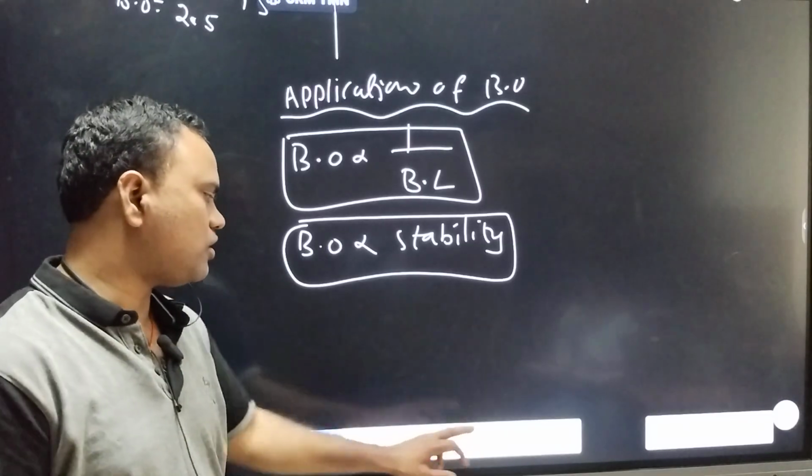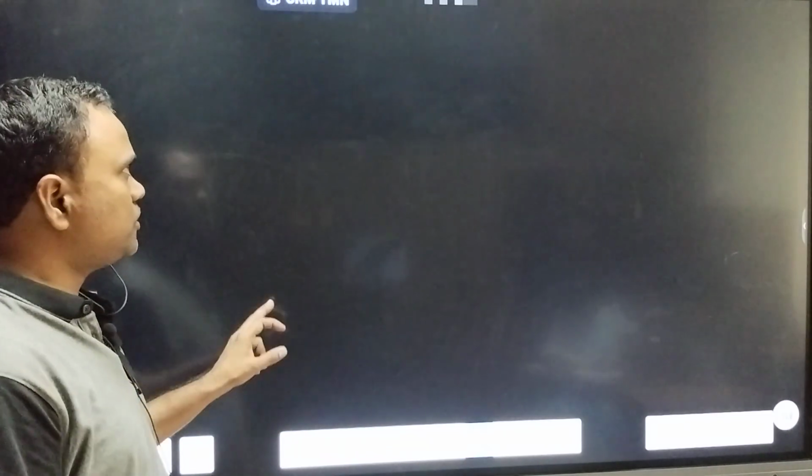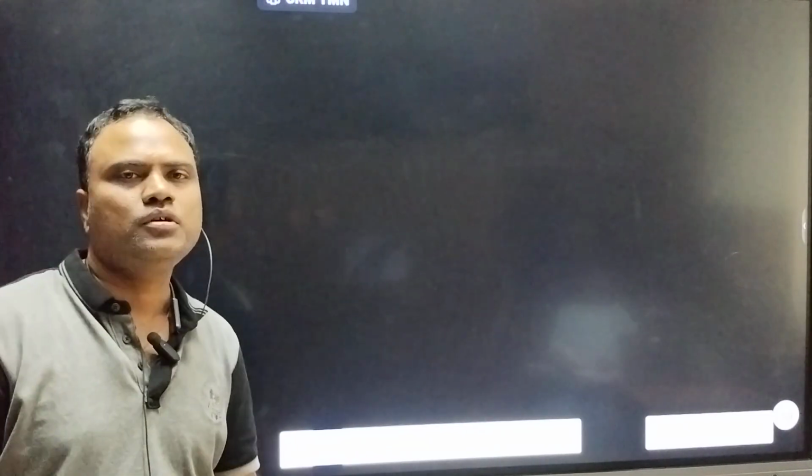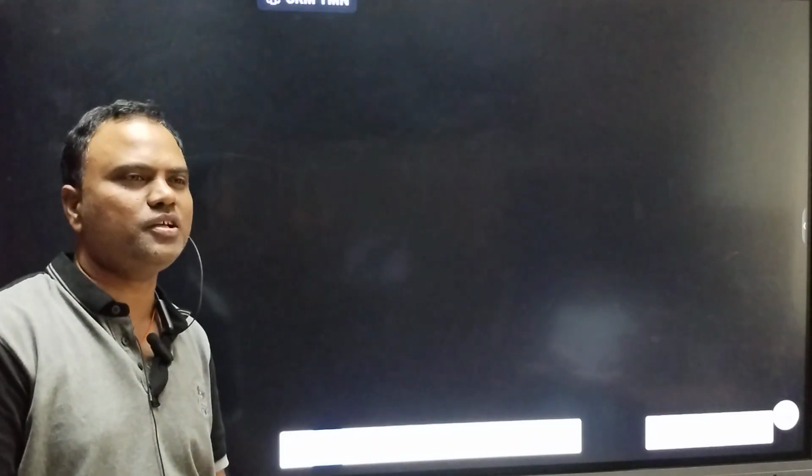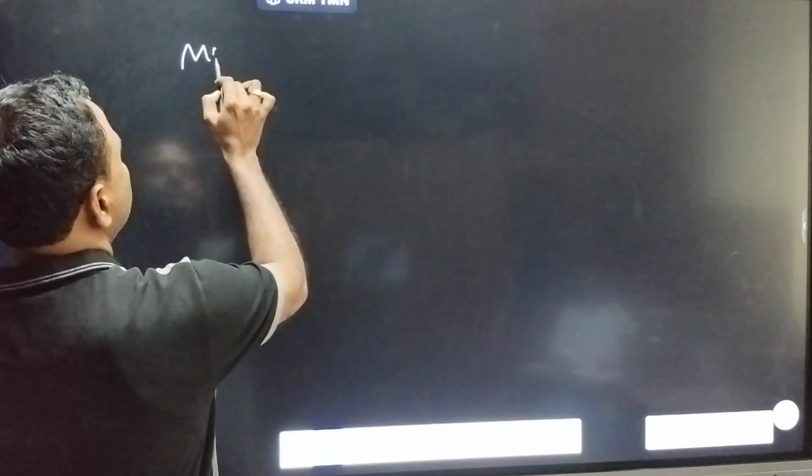Next, molecular orbital configuration. What is the use of learning molecular orbital configuration? You can predict paramagnetic property. You can predict existence of the molecule.